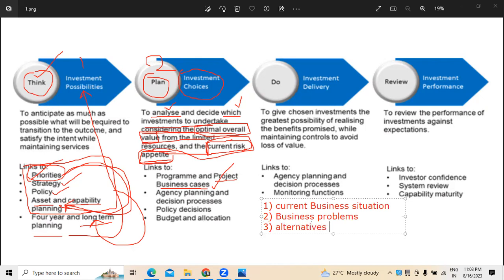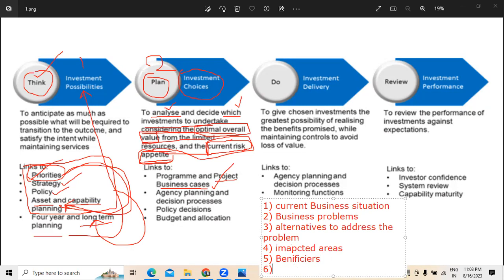Next, alternatives to address the problem. Impacted areas. 5, beneficiaries. Next, assumptions and dependencies to provide solutions. Do you remember this?